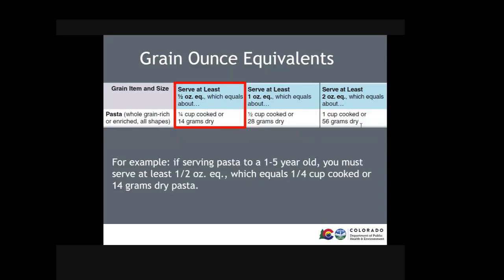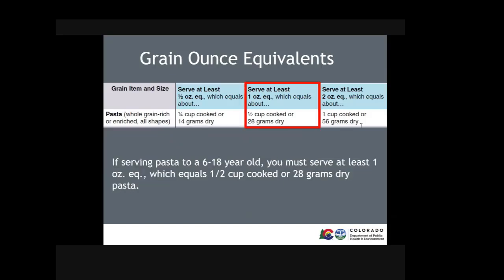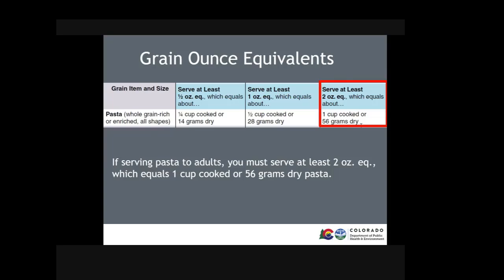For example, if serving pasta to a 1 to 5-year-old, you must serve at least ½ ounce equivalent, which equals a 1/4 cup cooked or 14 grams dry pasta. If serving pasta to a 6 to 18-year-old, you must serve at least 1 ounce equivalent, which equals 1/2 cup cooked or 28 grams dry pasta. If you are serving pasta to an adult, you must serve at least 2 ounce equivalents, which equals 1 cup cooked or 56 grams dry pasta.